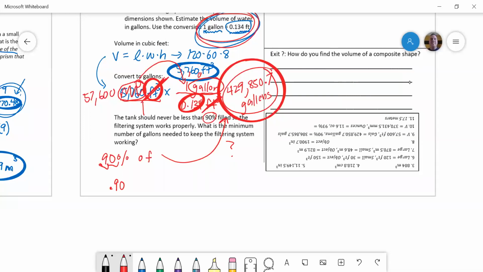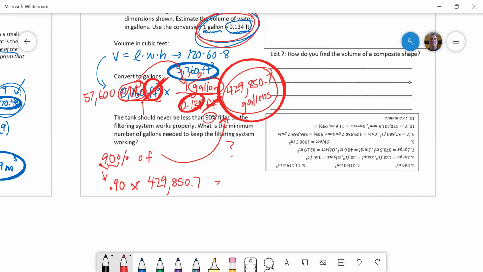Of means multiply. So if you're ever finding a percentage of a number, just take the percentage and multiply it by the number. But you got to change it to a decimal, right? So 0.90 of means multiply. So I need to find 90% of, which means multiply, 429,850.7. That's what we need to figure out, right? So just punch that in your calculator. 429,850.7 times 0.9.